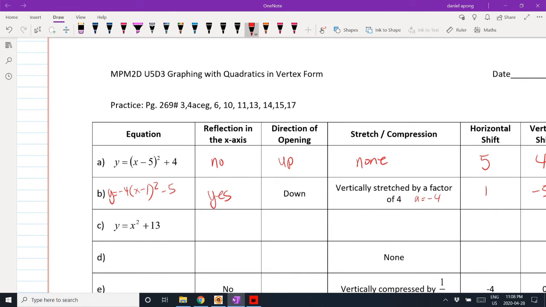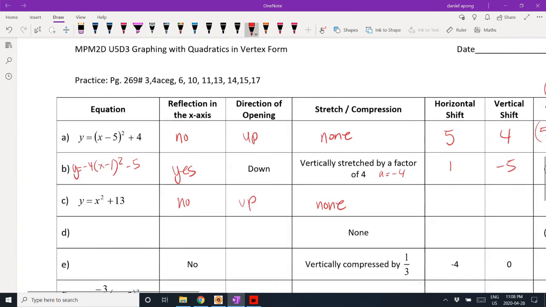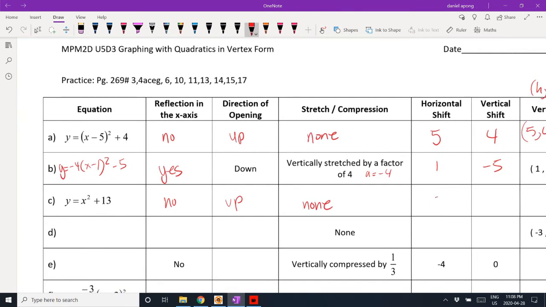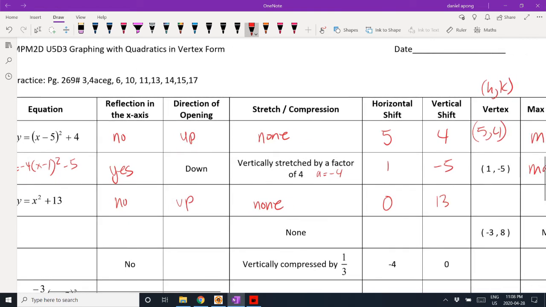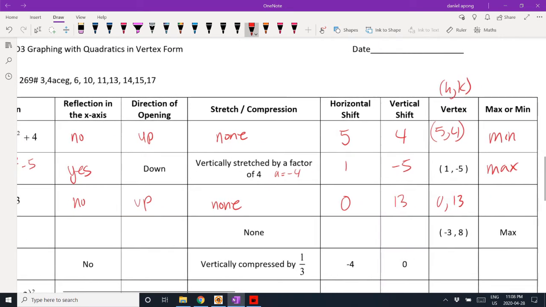Let's try the next one. So we have x squared plus 13. So is there a reflection in the x-axis? No. A is positive 1. Direction of opening, it's going to be up. Vertical stretch or compression? No. A is just 1. Horizontal shift, there is no H value, so that's 0. Vertical shift, yes, we have plus 13. And the vertex is going to be at 0, 13. And this is going to be, because it opens up, a minimum.